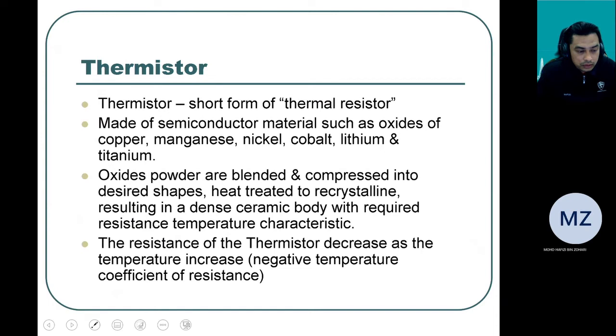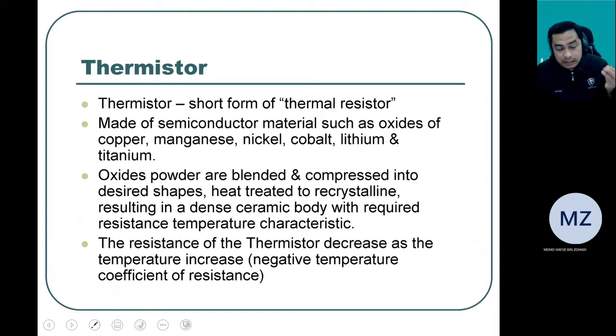Now we look at the last example of the resistor type of temperature sensor, which is the thermistor. The thermistor is a short form for thermal resistor. It is made of semiconductor, different from RTD. RTD is made from metal, for example nickel, platinum, and so on. But this thermistor is constructed from semiconductor.